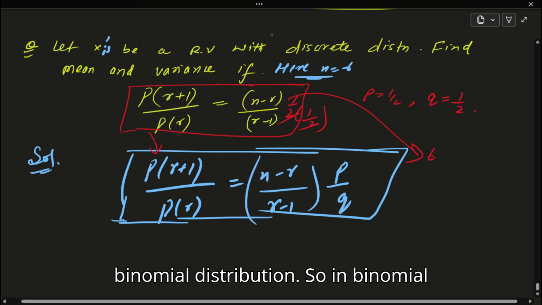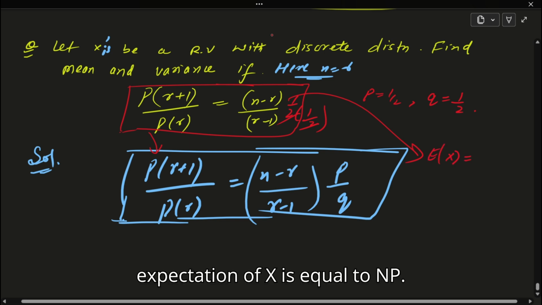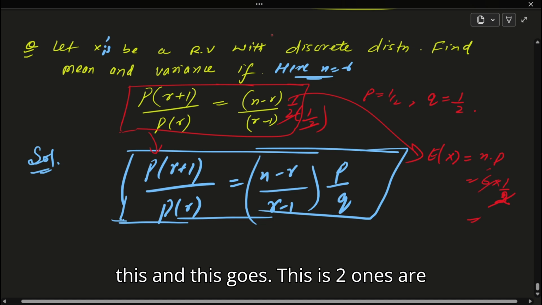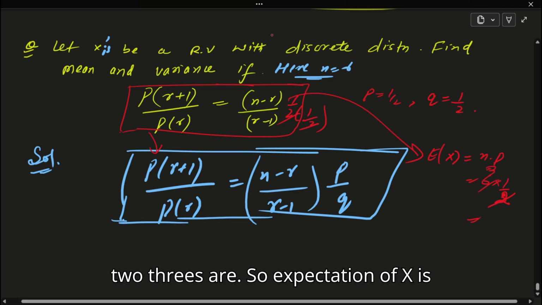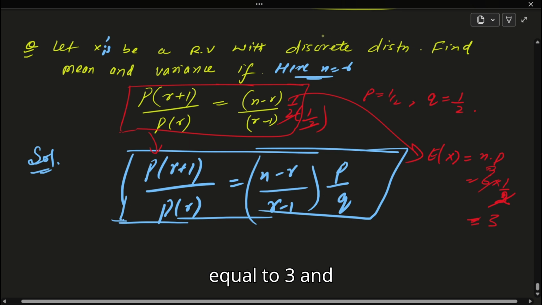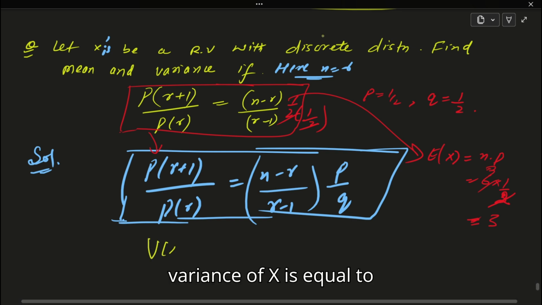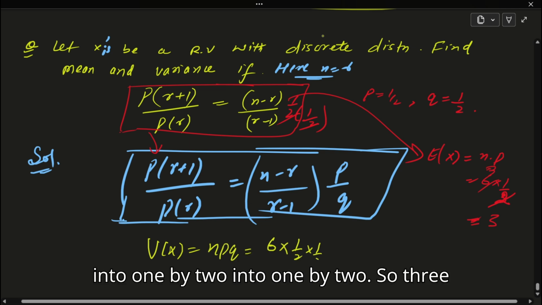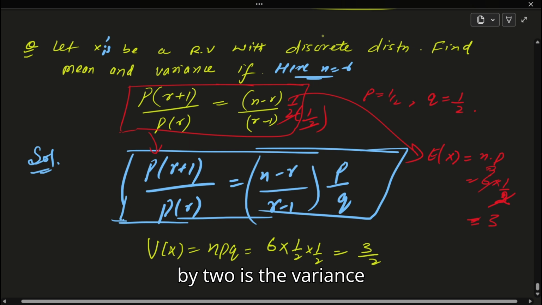In binomial, the expectation of x is equal to np. What's n? n is 6, p is 1 by 2. So this goes, 2 ones are 2, 3s are 3. So the expectation of x is equal to 3, and the variance of x is equal to npq, that is 6 into 1 by 2 into 1 by 2. So 3 by 2 is the variance.